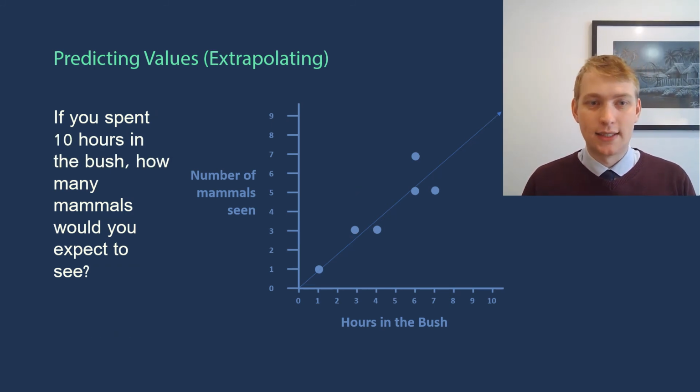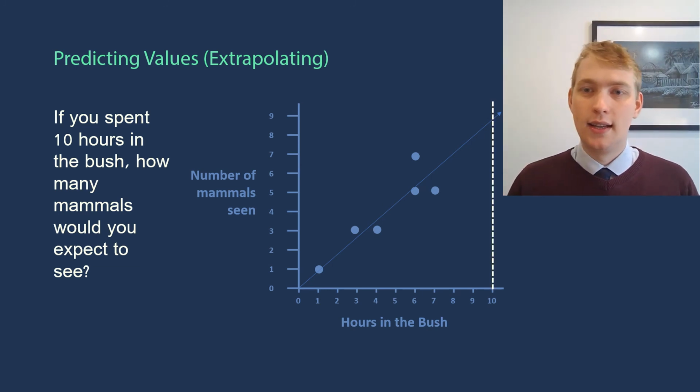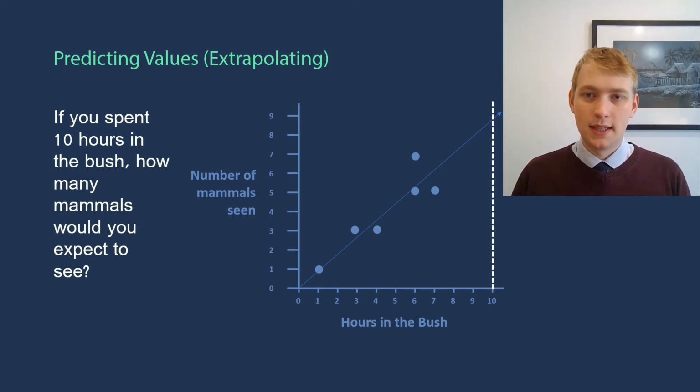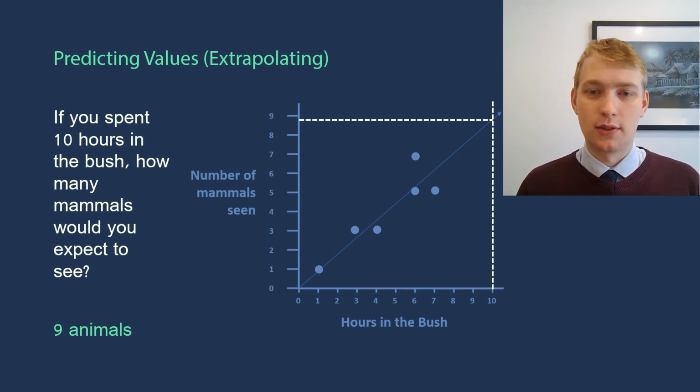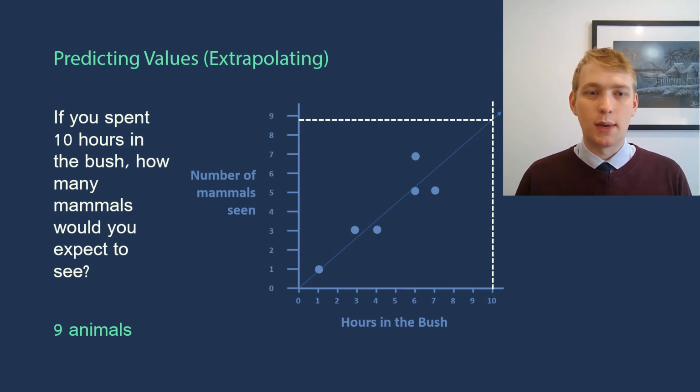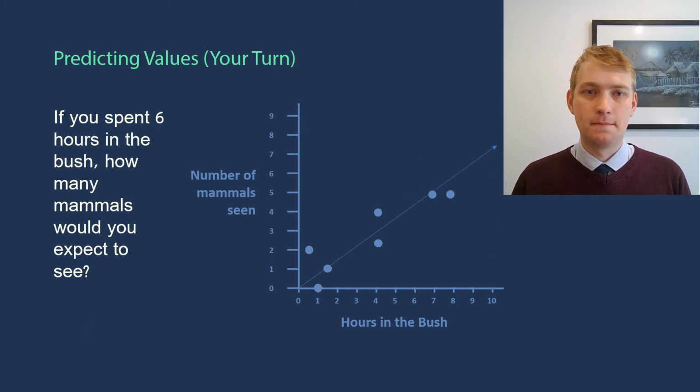Extrapolating, if we're out there for 10 hours, how many are we going to see? Again, we put a line up from 10 and then line across, and we're going to get close to 9. So right about 9. Now again, this may not be true. You may be in the bush for 10 hours and not see any, or you may see more. But based on the line of best fit, we can assume we're probably going to see around that many.